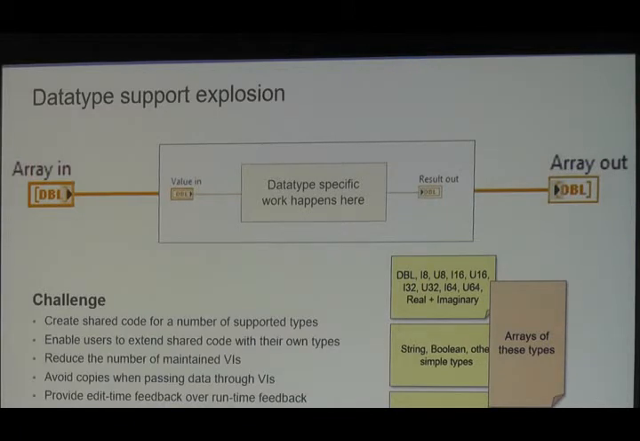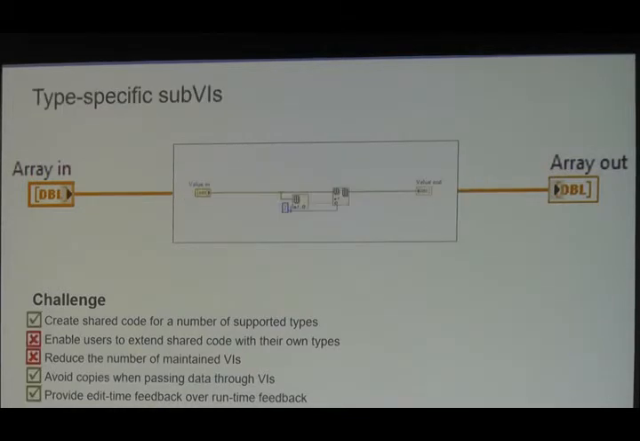And so this one had a number of challenges. I'll go through real quick. We want to create shared code for a number of supported types. So I don't want people to keep rewriting how to transform a double or an array of doubles. I don't want that. We can provide that. I want to enable users to extend shared code with their own types. I want to reduce the number of maintained VIs and avoid copies when passing data through the system. That goes to the overhead of the framework and how we want to reduce it. I want to provide edit time feedback over runtime feedback. I'll show you why.